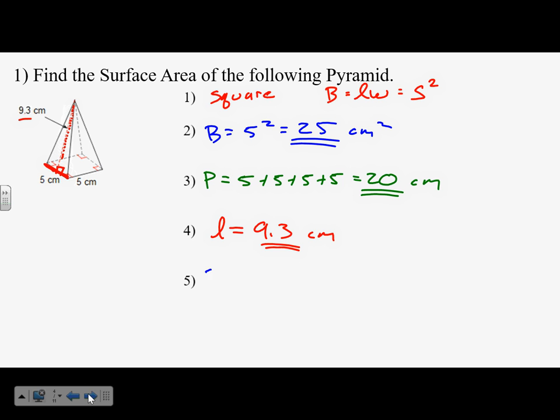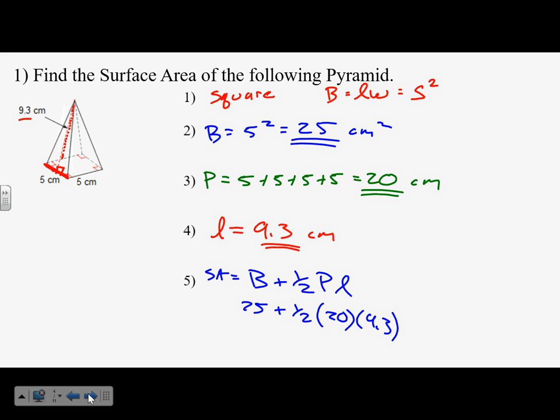So the surface area is the base area plus 1/2 the perimeter times the slant height. So the base area we just said was 25. 1/2 the perimeter is 20 times the slant height is 9.3. If you want to type that in your calculator exactly how you see it, you're more than welcome to: 25 plus 0.5 times 20 times 9.3. It would give you the right answer.